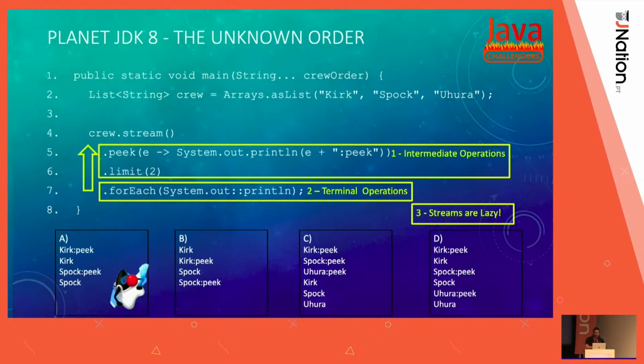Okay, so let's see why here it's A. The peek method will just print information. So we're going to get Kirk. And then we're going to print Kirk in the forEach method again. And as you can see, we're not printing 3 elements. Why? It's because streams are lazy. It won't waste resources running through 3 elements, since we are using the limit method too. So it's going to just run through 2 elements. We're going to print the element with the peek, and then in the forEach method.